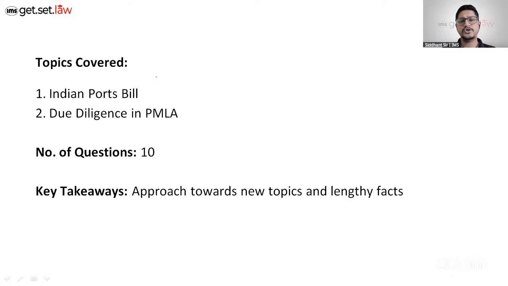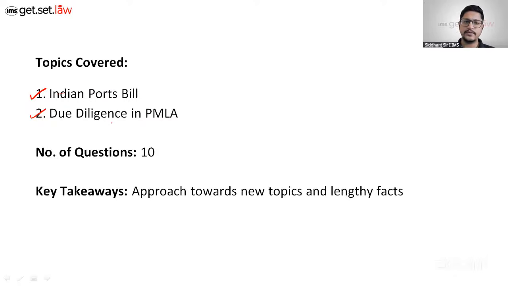Okay, so the topics which we are going to cover today are two topics: the Indian Ports Bill of the year 2025, and due diligence as it majorly appears in the Prevention of Money Laundering Act. Both are related to the current legal portion. So this is a surprising thing which might come in the paper. You must have read about it somewhere in the newspaper, or in a monthly magazine, you must have read about these legal articles. So that is what the topics are about.